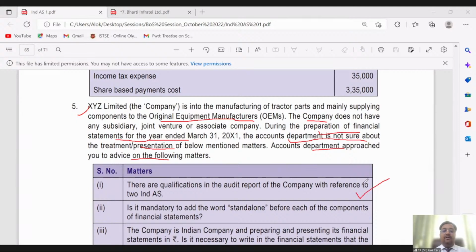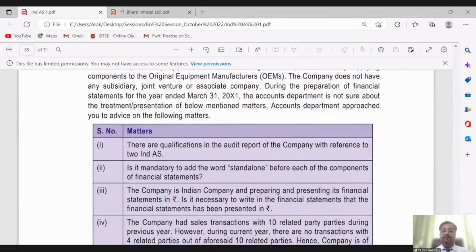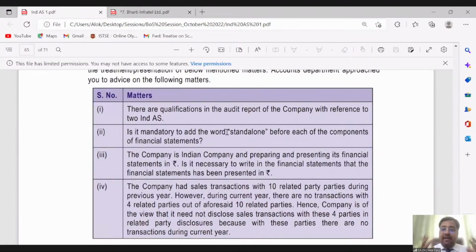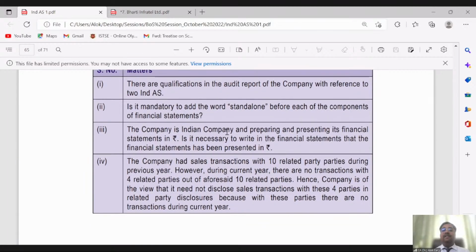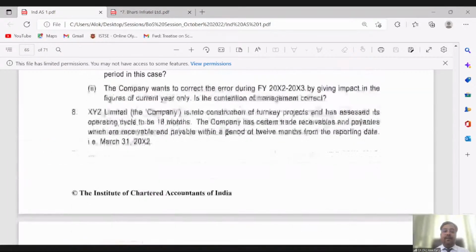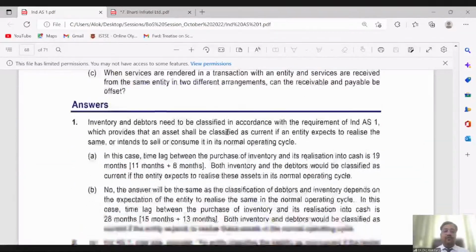There are qualifications in the audit report of the company with reference to 2 Ind AS. So guys, there are qualifications. Now tell me, if there are qualifications, will you call these financial statements as per Ind AS? Friends, if management believes that they have complied with all Ind AS and management has given an explicit and unreserved statement of compliance, then such financial statements will be considered Ind AS compliant financial statements, irrespective of the fact that the auditors have given qualifications, right? Okay, let me show you the answer of question number 5.